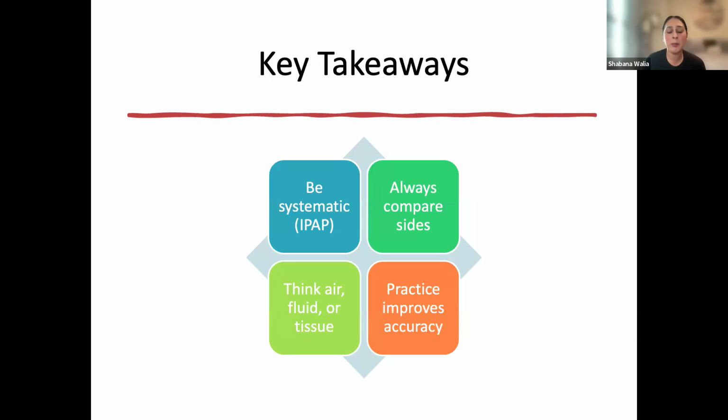Key takeaways. So you want to be systematic, but don't be too rigid. Thinking about inspection, palpation of the chest. So you want to palpate the chest wall anteriorly and posteriorly, and then auscultation and percussion. Always compare your sides, okay? And then think air, fluid, or tissue when you're thinking about abnormalities on auscultation, inspection, palpation, percussion, or imaging.